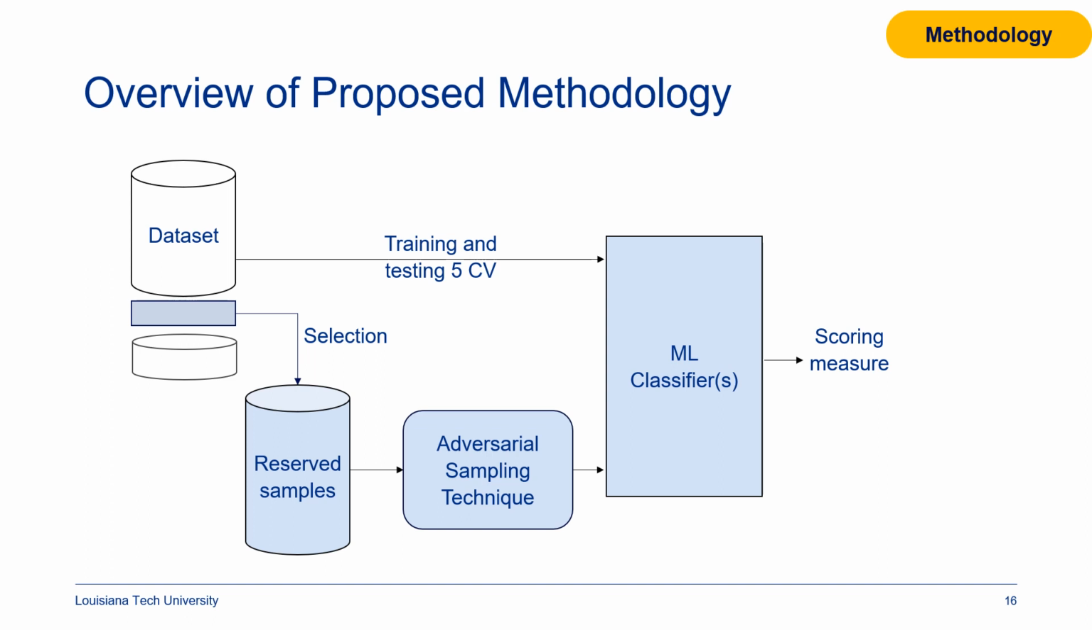This is an overview of the proposed methodology. From the dataset, we selected and reserved 200 samples. The rest of the dataset was used to train and test using five-fold cross-validation. And from the reserved samples, we used the adversarial sampling technique to expand and test the classifier. And then from the test and from the training, we got the scoring measures.